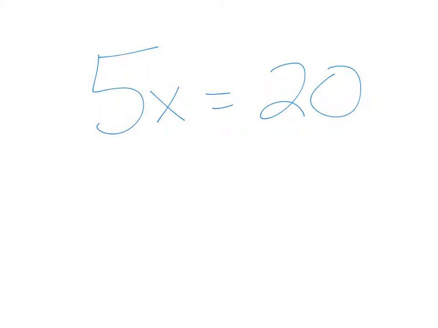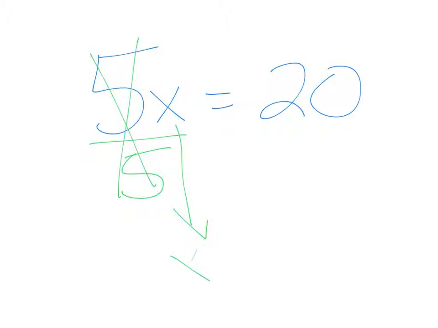Well, because 5 is being multiplied by the x in this case, I'm going to have to do the opposite of multiplication, which is division. So I'm going to divide by 5 on this side. What it will do is it will cancel out those 5's, leaving me with just x. And over on the other side, I have to do the exact same thing. And 20 divided by 5 we know is 4. So x is equal to 4.